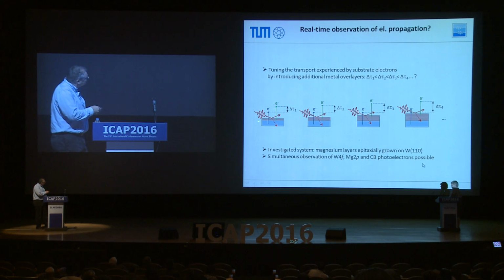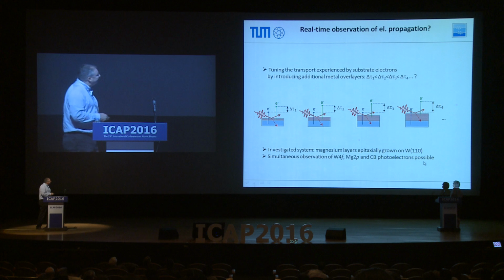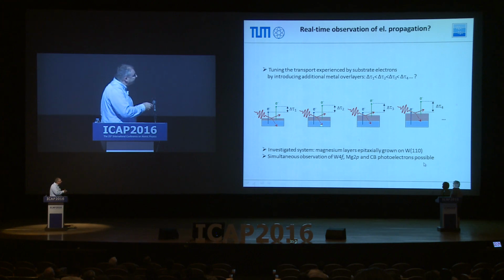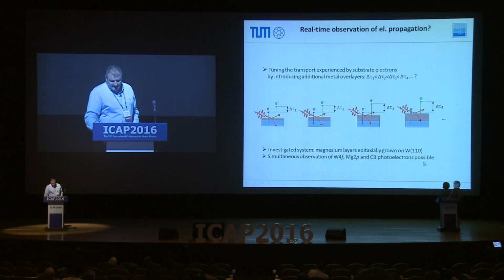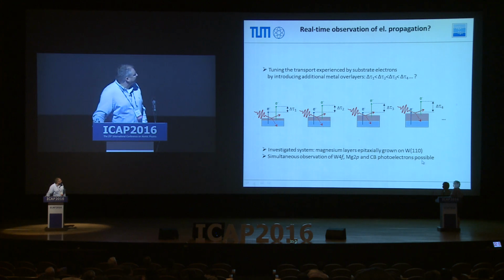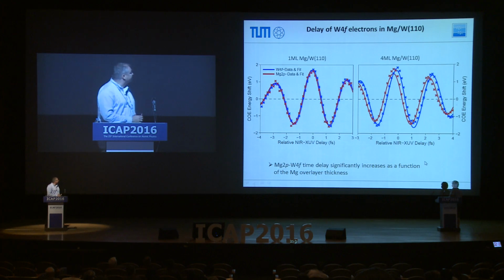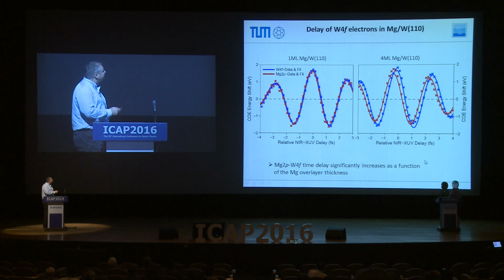And we had the idea to put a well-defined number of add layers on our tungsten substrate, and we were choosing magnesium on tungsten. You see 1, 2, 3, 4 add layers, and then kind of watch the electrons pass through a different amount of monolayers.